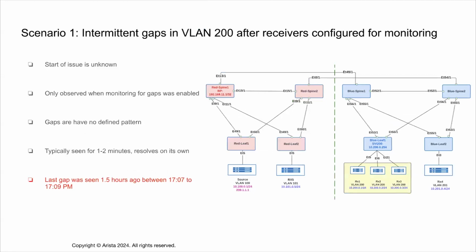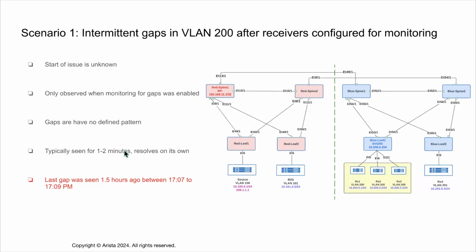All right, so let's take a look at our first problem scenario. We are receiving reports that our server team is observing that receivers in VLAN 200 are seeing periodic gaps in their multicast stream. Now, the server team is unsure of when the problem itself started because earlier these receivers were not really equipped to monitor for gaps. But once they actually turned this on, they started to see regular reports of the problem.